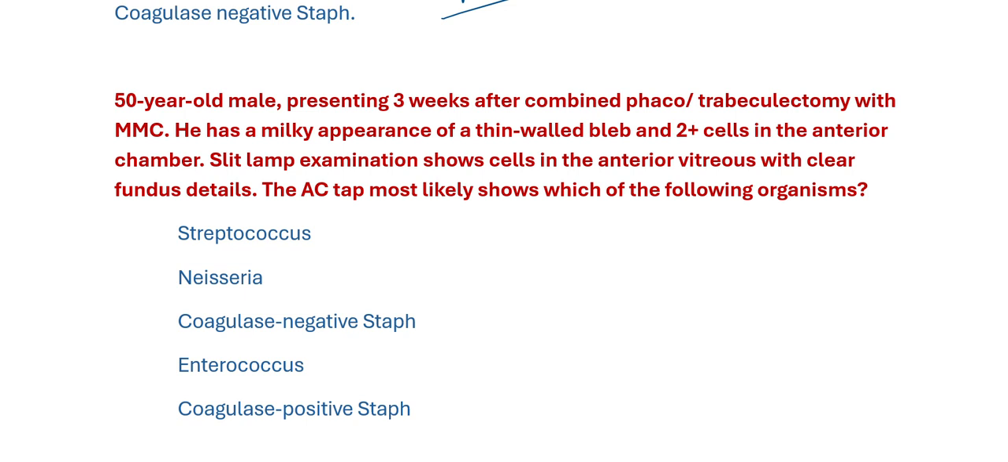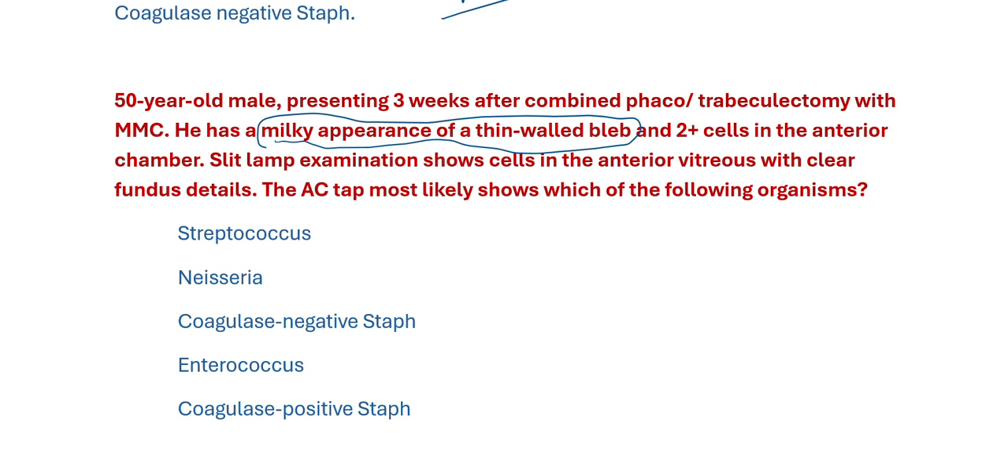So we are thinking of endophthalmitis. This might be related to the phaco, but what he mentioned here is milky appearance of a thin-walled bleb. So this is a case of blebitis, which is endophthalmitis in the end of the day, but we have few organisms involved in this.